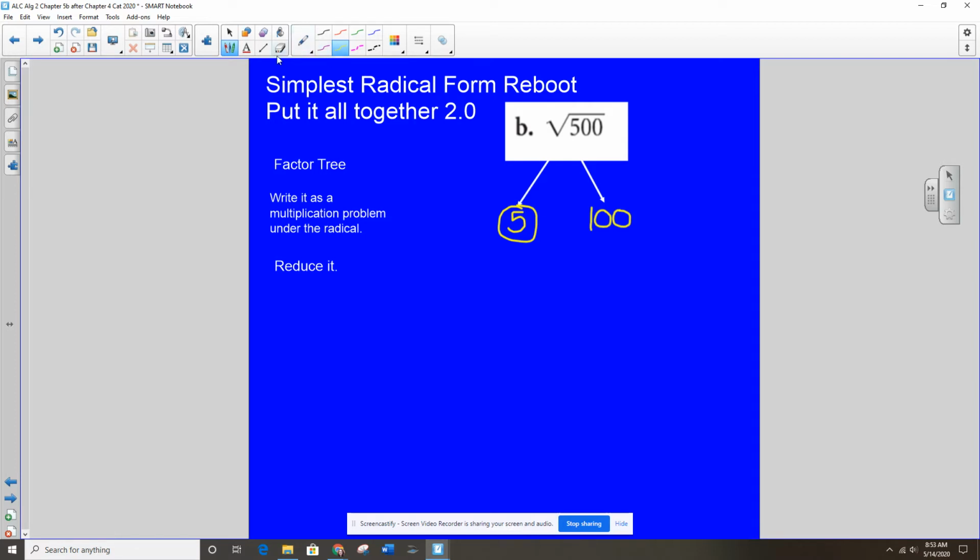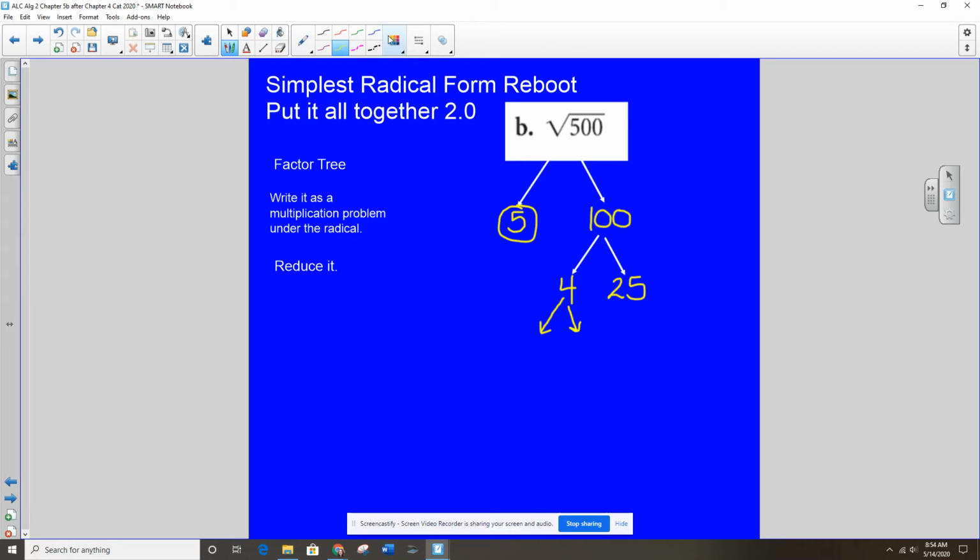But we can keep going with the 100. And so now I'm going to say 100 is really, and it is really up to you. A lot of people, over the years, have said 4 and 25. So that's what I'm going to go with. So 4 and 25. Now, at this moment, you have to decide, is 4 prime or can you break down 4 further? The answer is that 4 is not prime and it can be broken down further. So we're going to do that.